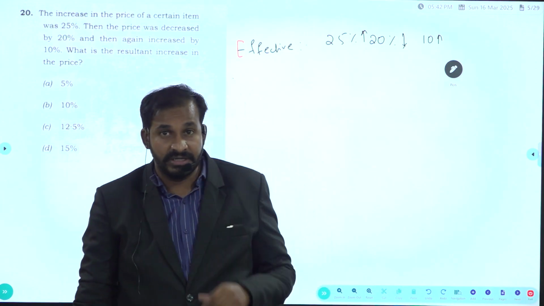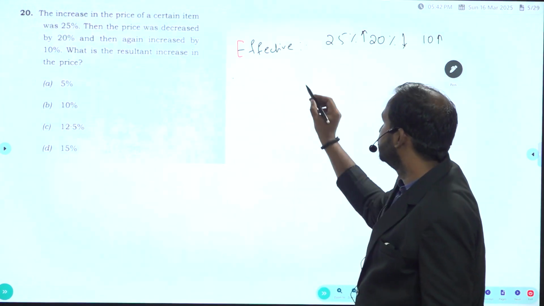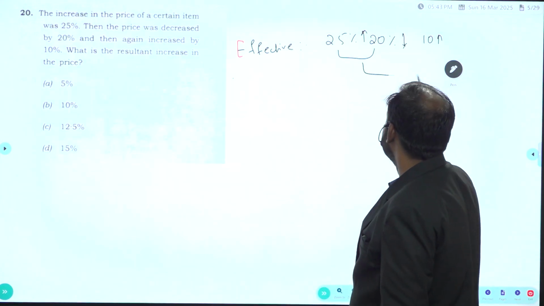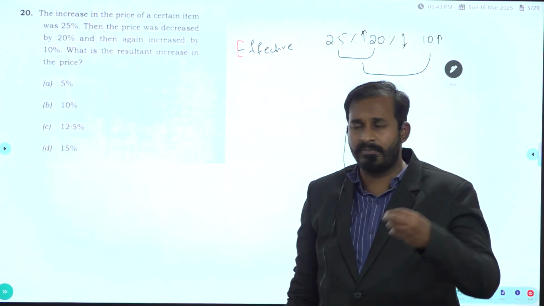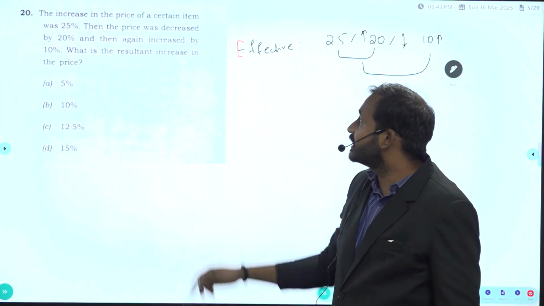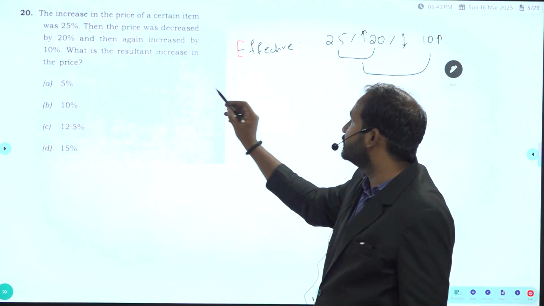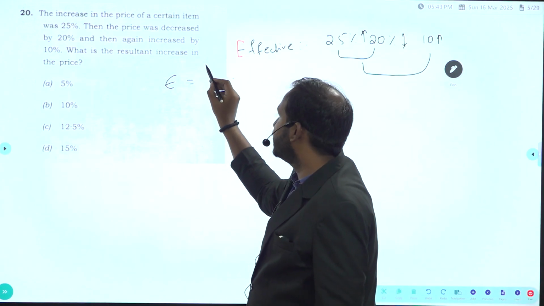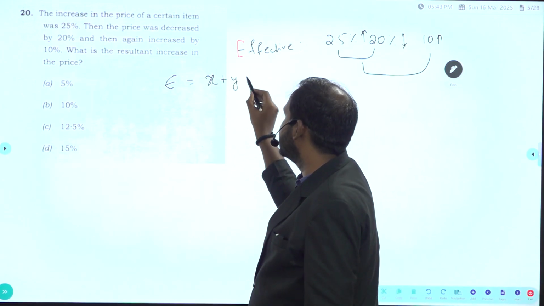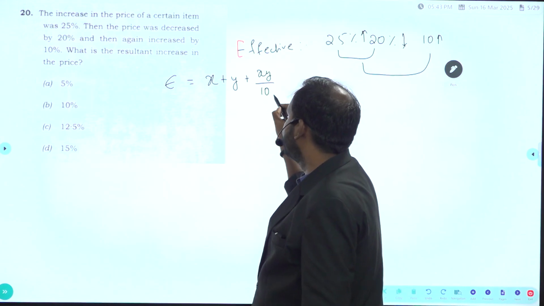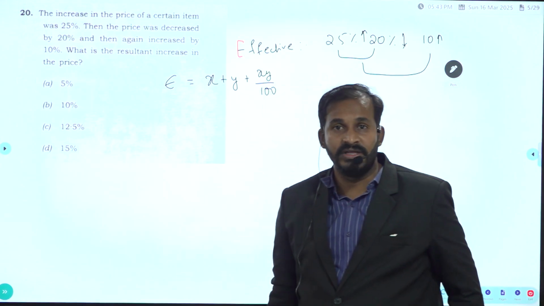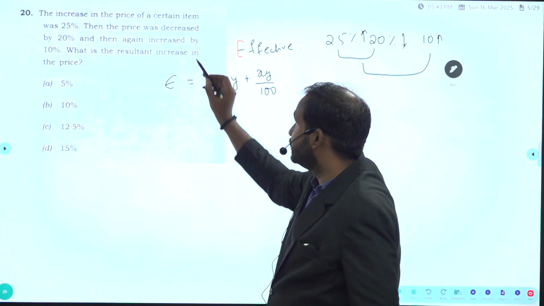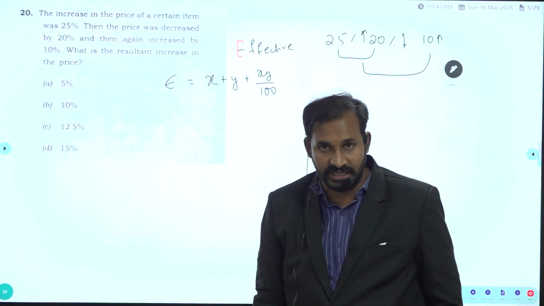Now if you observe carefully, when you want to calculate the effective percentage, first of all you need to calculate the effective percentage between these two values, and after getting the answer you need to apply that for the next value. Here the price is increased by 25%, then decreased by 20%. So effectively how much it will change, we will find out first. The formula is x plus y plus xy by 100. This is the effective percentage formula if the value is changed by two times, by x% and y% successively.